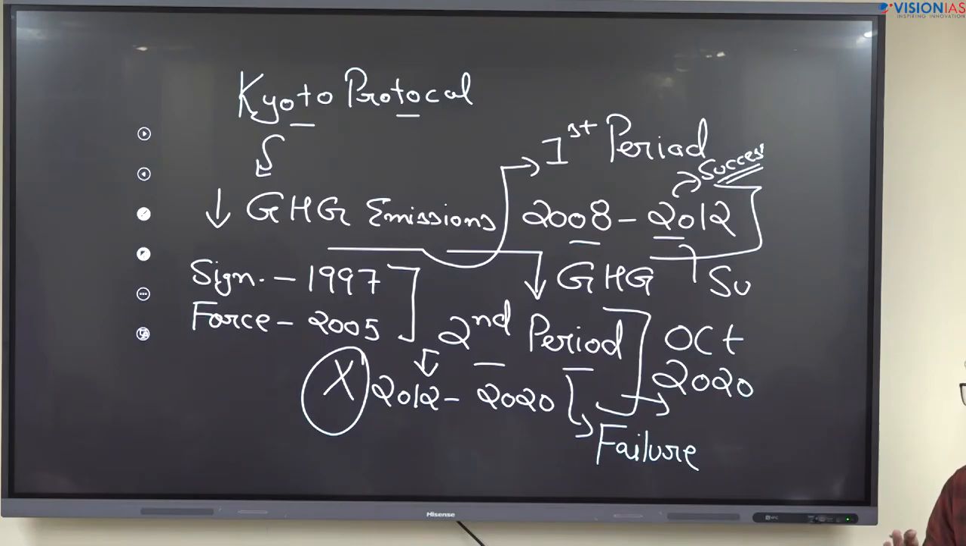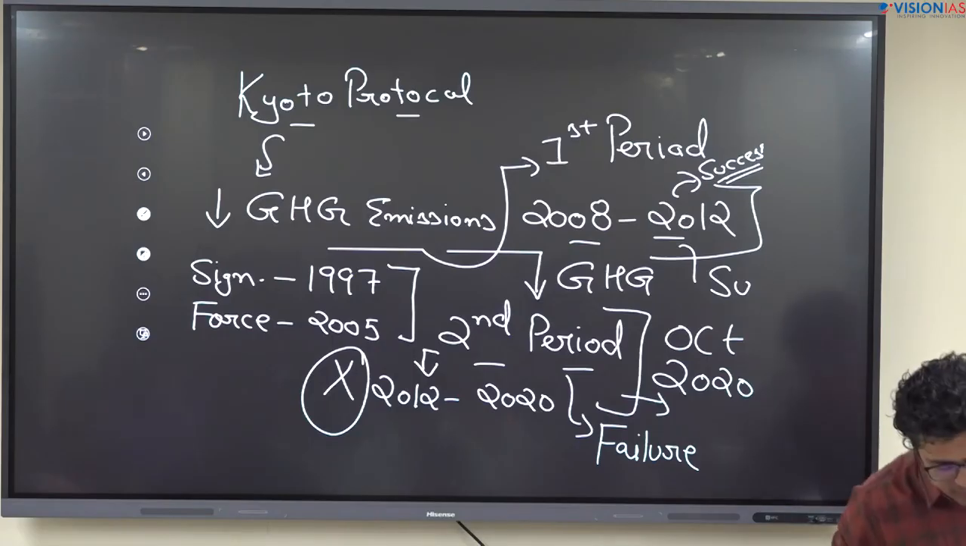Are you clear on this? Clear on the flow chart? This timeline? Kyoto Protocol ended in 2020. Paris Agreement became applicable after 2020. Okay. Now come back to page number 13 again, Kyoto Protocol.